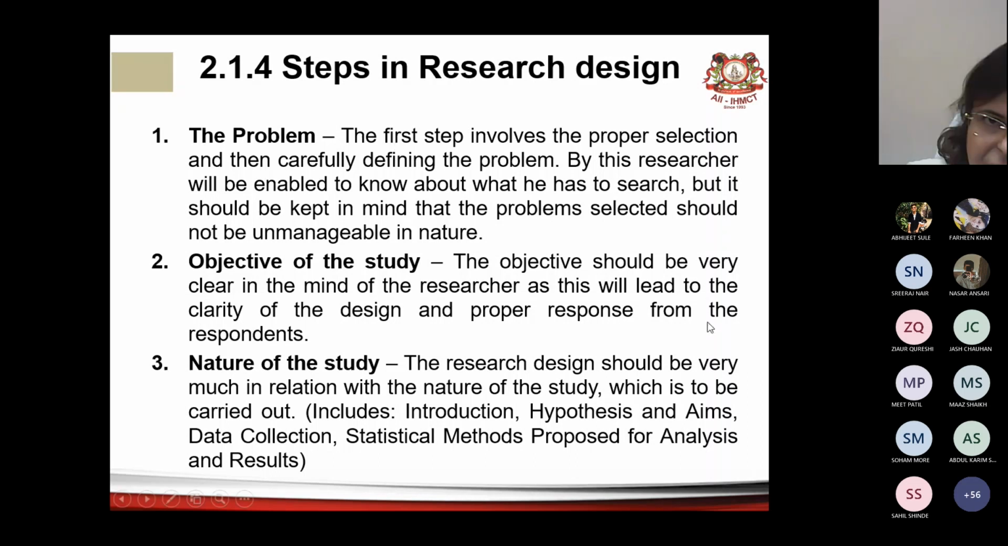Nature of the study: the research design should be very much in relation with the nature of the study which is to be carried out, which includes introduction, hypothesis, aims, data collection. Aims is objectives. Data collection, statistical methods proposed for analysis, and results. Now this I have formulated for you, very easy. The nature of the study is the kind of research design only, which includes all this.